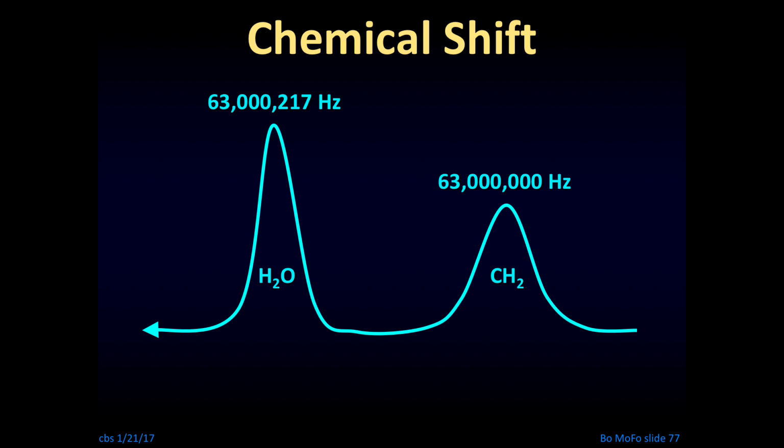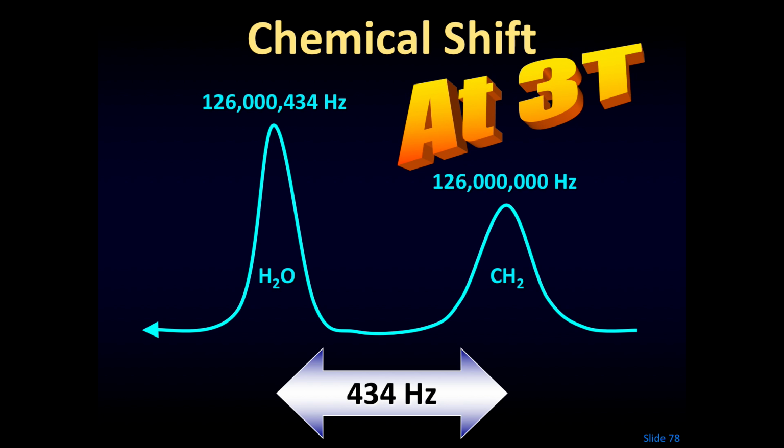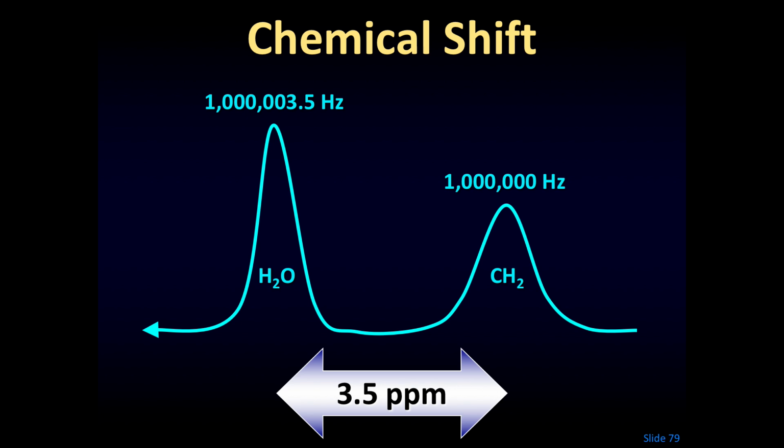The difference is 217 hertz at 1.5 Tesla, and the difference is 434 hertz at 3 Tesla. So this is a difference of 3.4 or 3.5 parts per million.